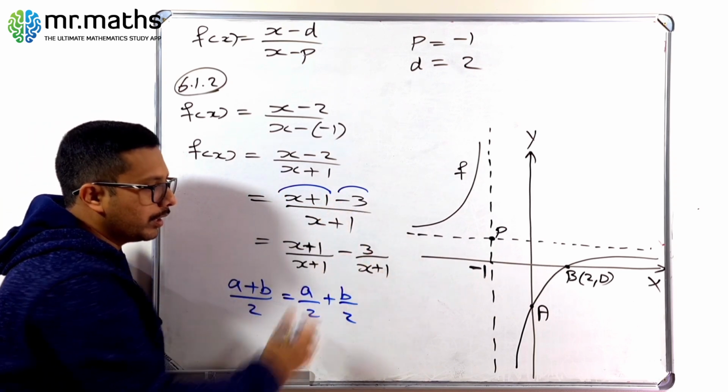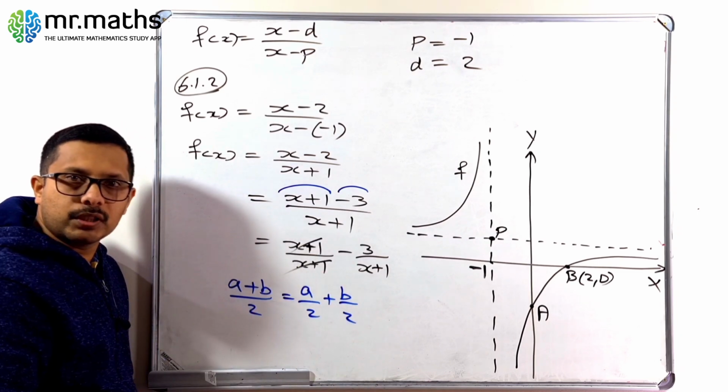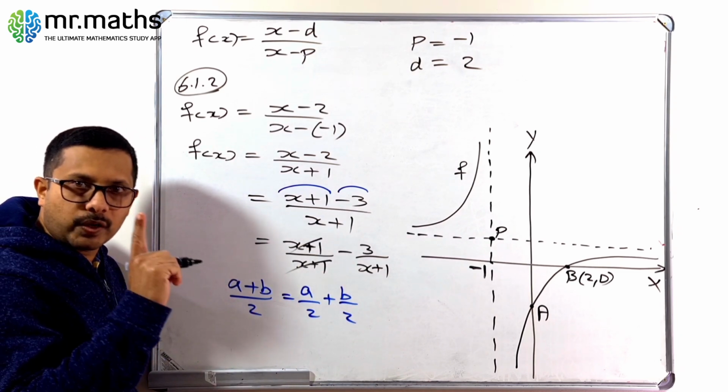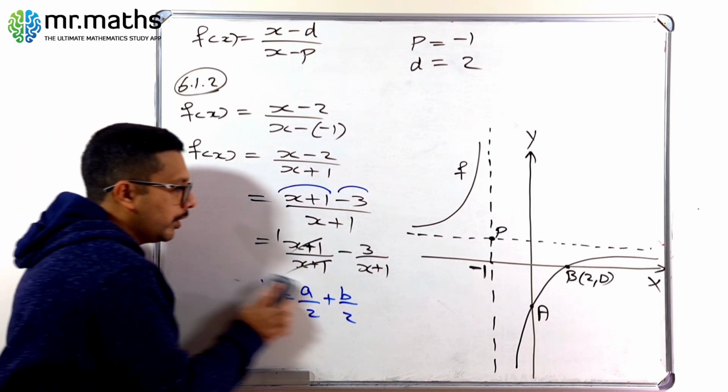Okay. Minus 3 by x. So here you can see this x plus 1 and x plus 1 cancel. What is the answer? It is 1. So now let's write that one first. It's the same thing.